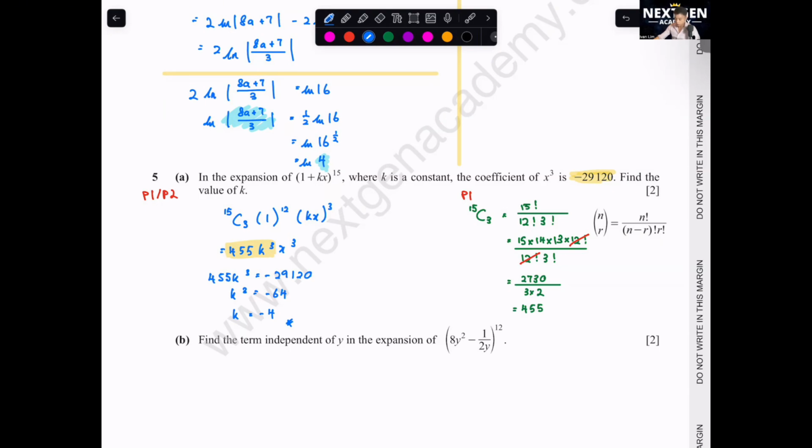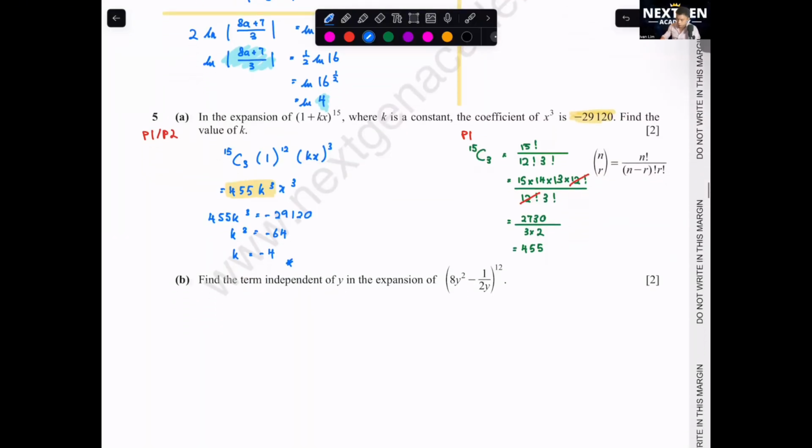Okay, question B, find the term independent of y in the expansion of 8y squared minus 1 over 2y to the power of 12. Okay, first step for this, you have to determine what is the power. So what is the combination of the power? Y power 2, 1 over y, and 12. So you're going to write this down first. You don't care about all your values. You only focus on your y first. So you write like that. 1 over y squared. And then here, 1 over y.